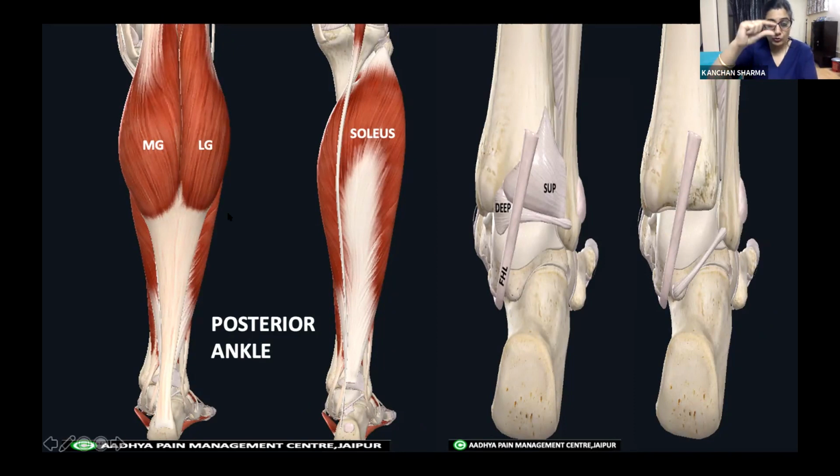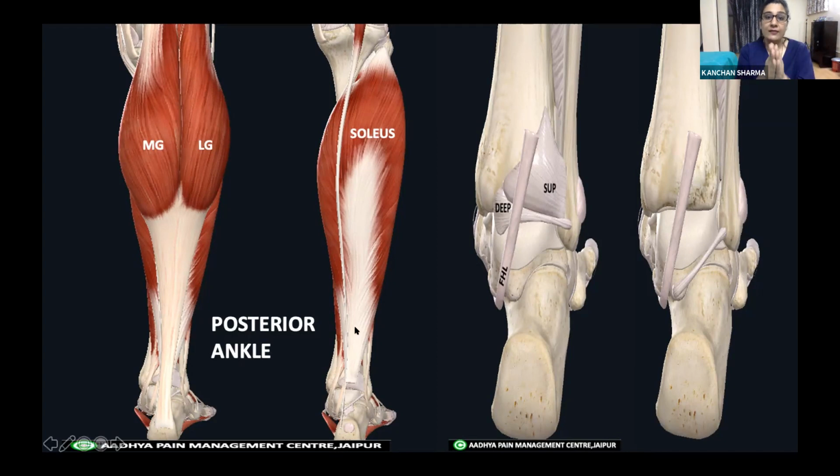The tendon will be formed by these two muscles, muscle will become tendon. So these two muscles, one on the medial side is your medial gastroc, on the lateral side is your lateral gastroc. Both of them will combine together to form a tendon, which will be joined by the tendon of the soleus, which is present beneath this muscle, as you can see in this picture.